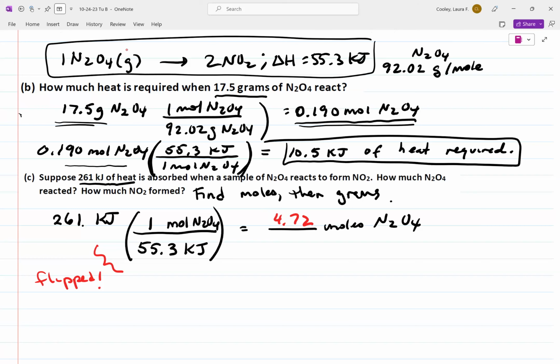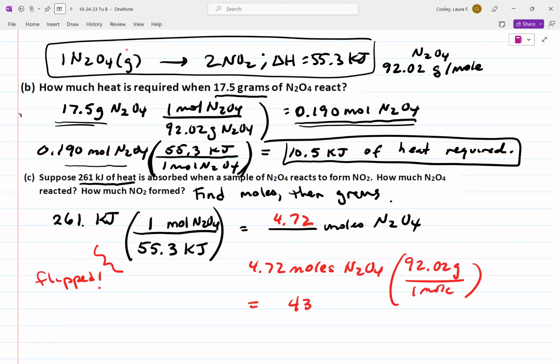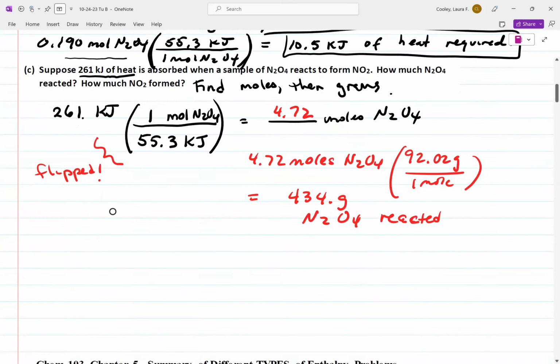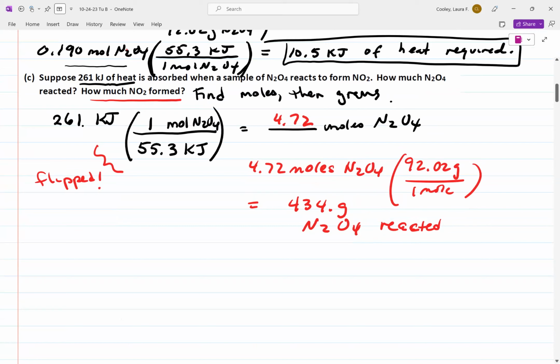All right. So then, the moles to grams is something you already know. That's 92.02 grams per 1 mole. And so that comes out to 434 grams of N2O4 reacted. And then it also asks how much NO2 formed. So I'm going to give you a chance to get a special problem on that for next time.